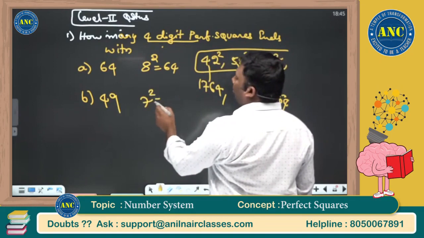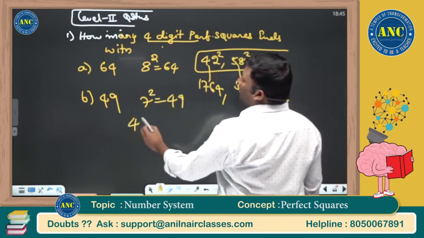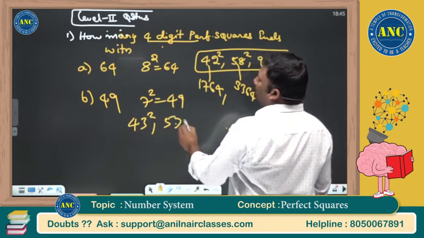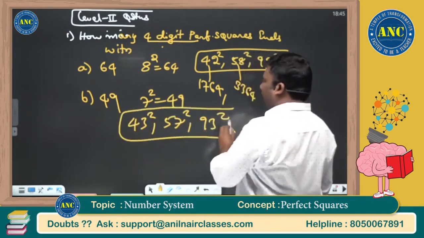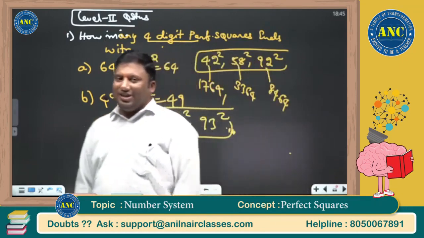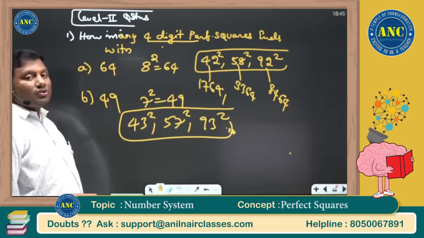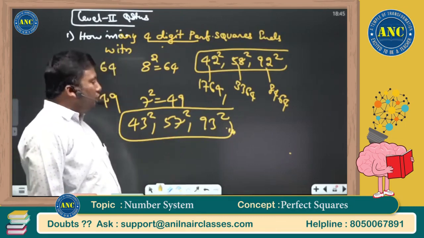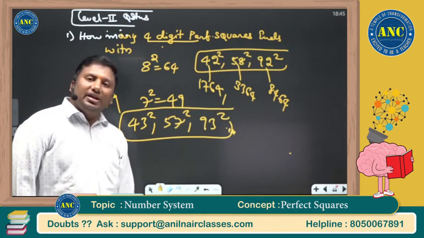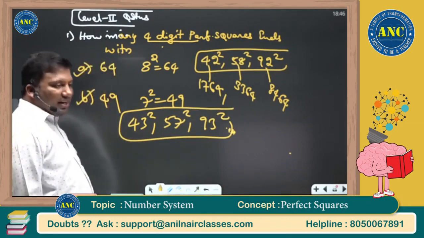Quickly tell me, sir. 7 square is 49. 50 minus 7, 43 square. 50 plus 7, 57 square. 100 minus 7, 93 square. 43 square is 1849, 57 square is 3249, 93 square is 8649. Three numbers. I hope the logic is clear.